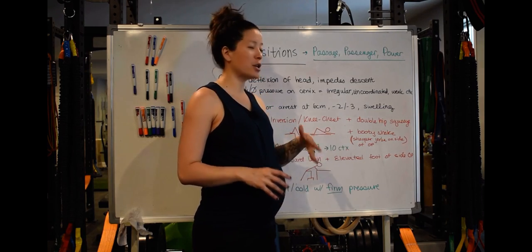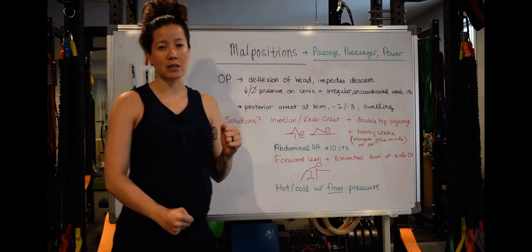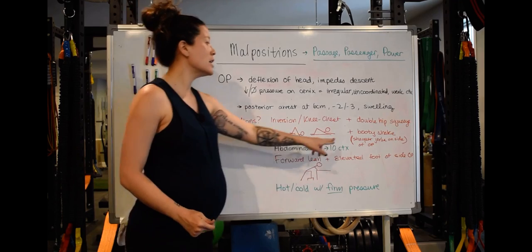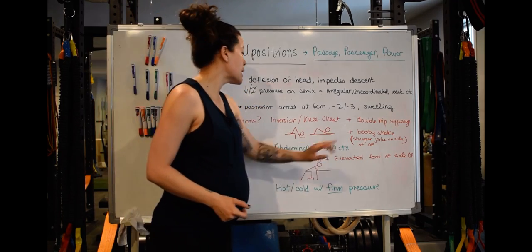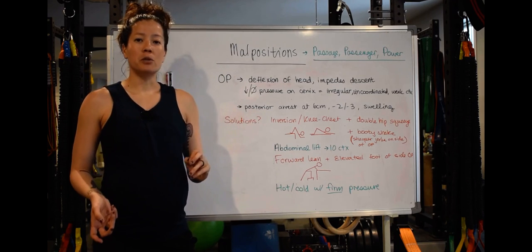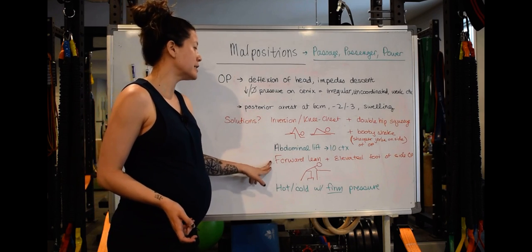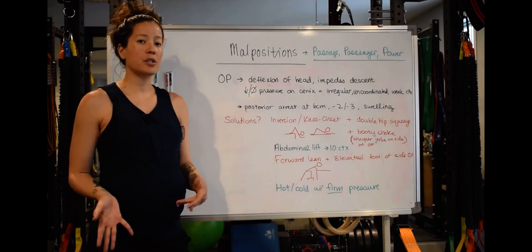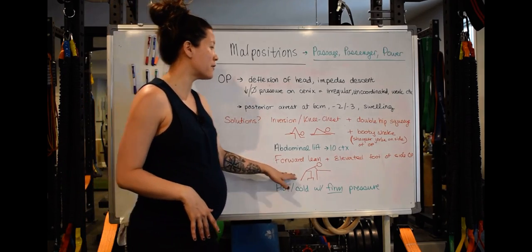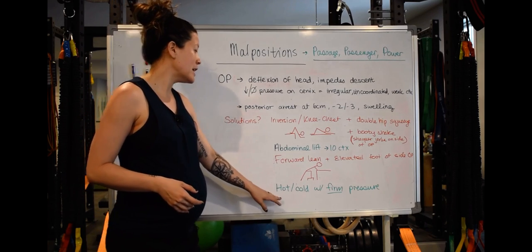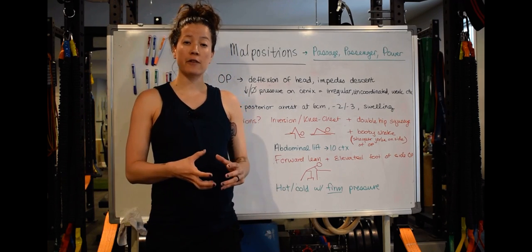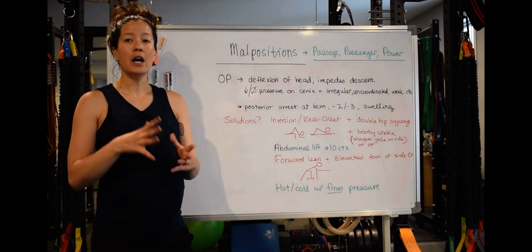In between, we're going to do the booty shake with more of a jerk to the side of the posterior presentation to help with the flow of the amniotic fluid to help rotate the baby. And after that, we're going to move into abdominal lift and tuck for 10 contractions. And then after that, the birthing person is just going to do a forward lean, elevating the foot on the side of the OP presentation to help the baby continue their rotation. And the comfort measure is going to be really firm pressure, either hot or cold, on the low back.